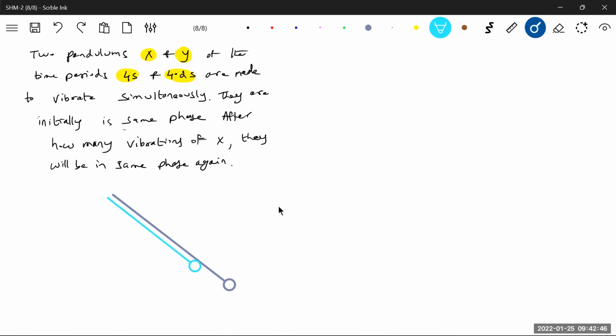Just for our understanding, actually both are suspended at the same point, because they're having different time periods. This will be X, this will be Y. They'll start oscillating. But look at the time period of oscillation. When X takes 4 seconds, what about Y? When X completes one vibration, means one cycle, what about Y? Y would not have completed, somewhere maybe just about to complete.